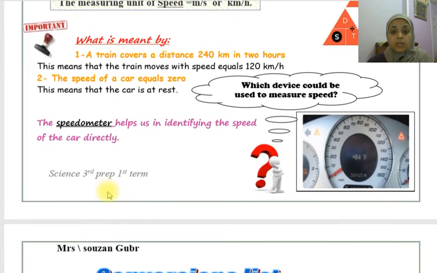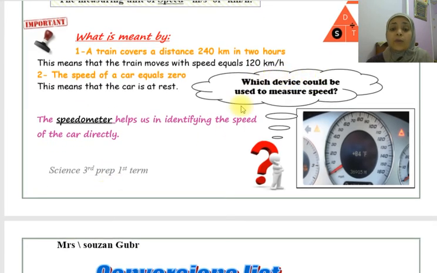Okay, then how can we calculate and measure the speed? Simply, inside cars and aeroplanes, we can see the speedometer, which can identify and measure the speed.